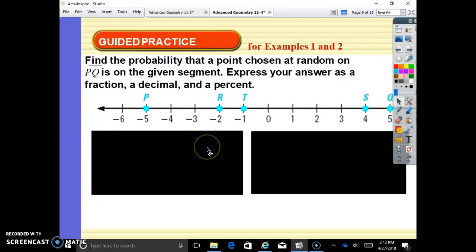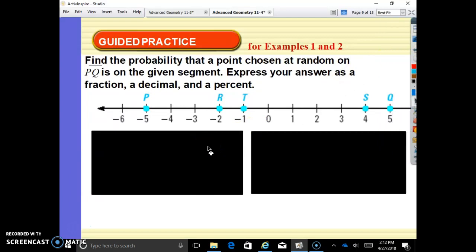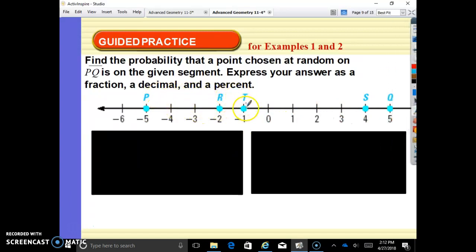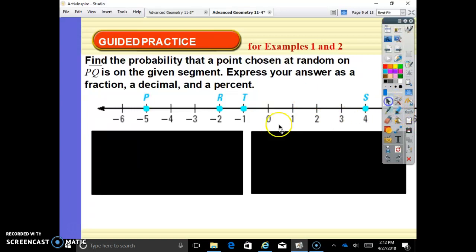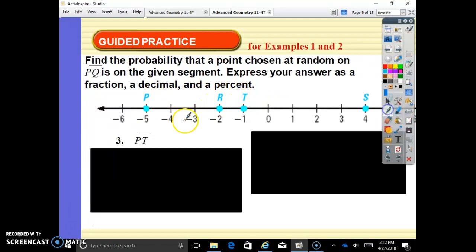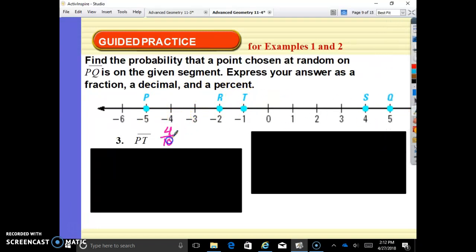Find the probability that a point chosen at random on PQ is on the given segment. All right, so let's see. PQ, 1, 2, 3, 4, 5, 6, 7, 8, 9, 10. It's still 10. And what does it want us to do? PT. So that's going to be 1, 2, 3, 4. 4 out of 10 is going to be 2 over 5, which is 0.4 or 40%.